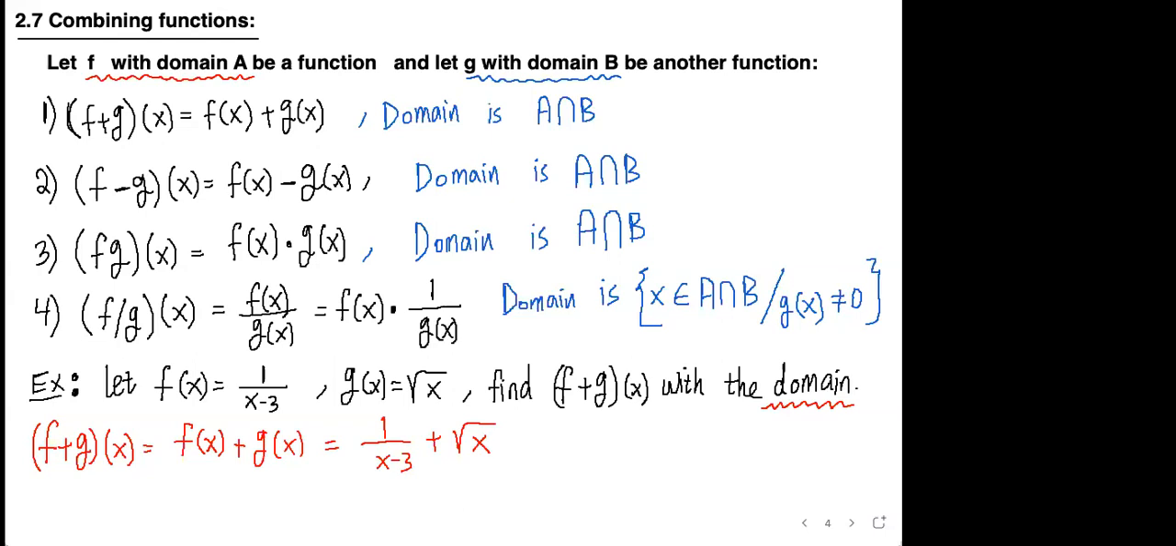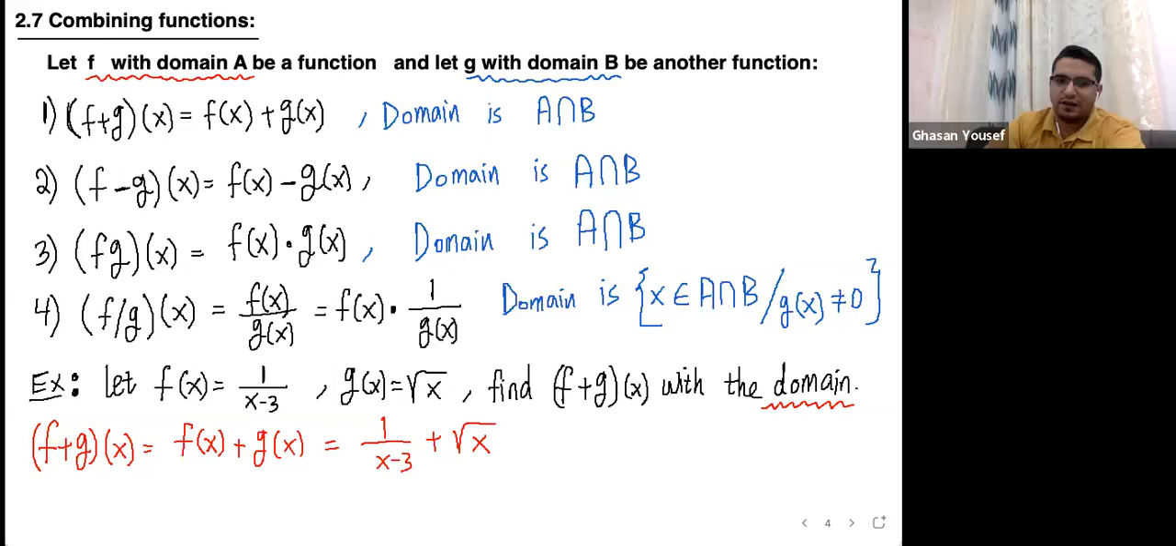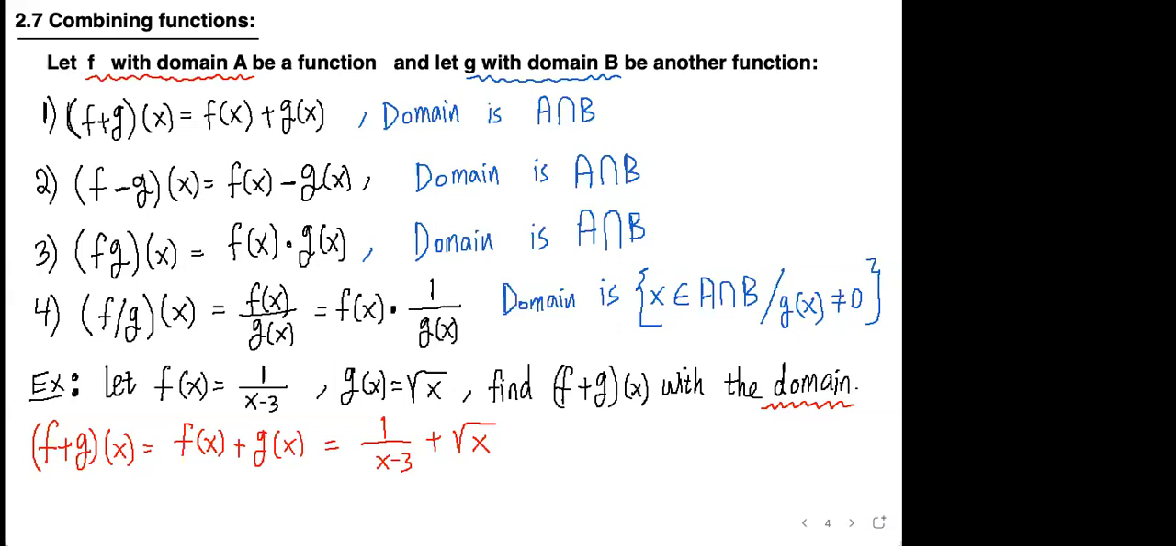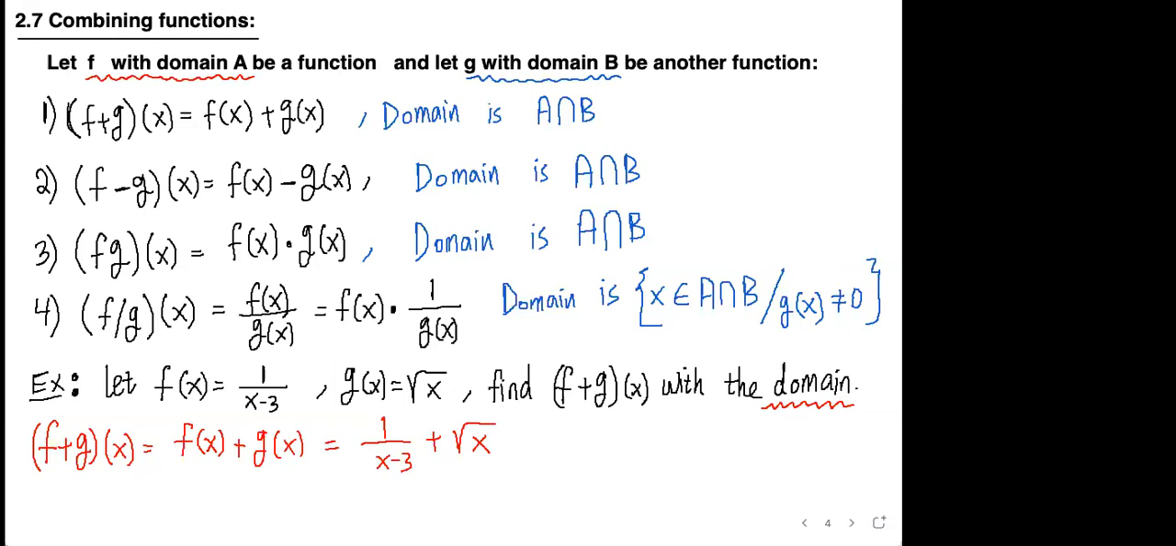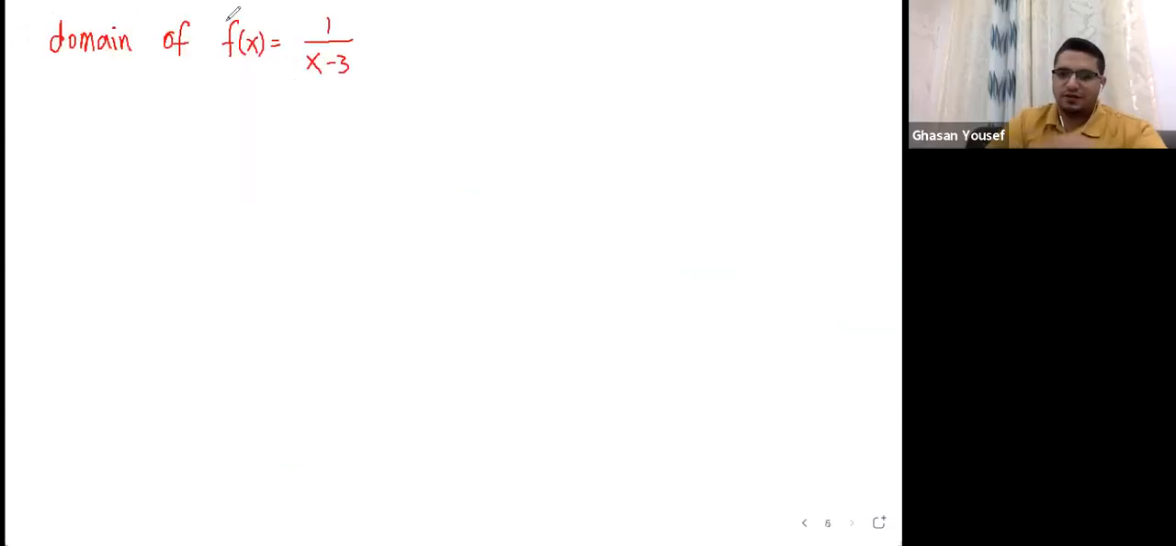What about the 3? Can I plug the 3 inside this function? No, because then it would be 1 over 0. Exactly. So I can plug every number inside this function except 3. So the domain of this one is x such that x not equal 3. Why? Because we have to remove the zeros of the denominator.